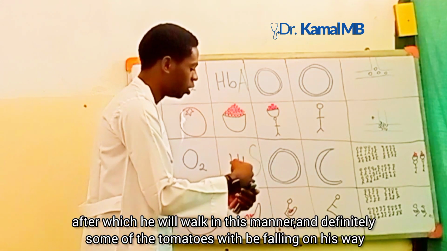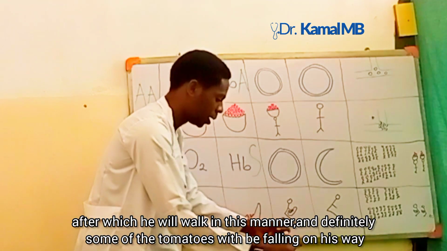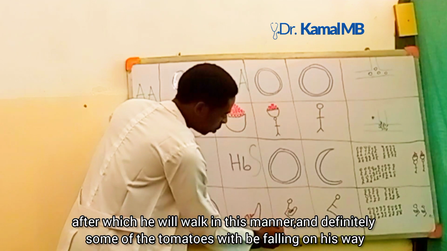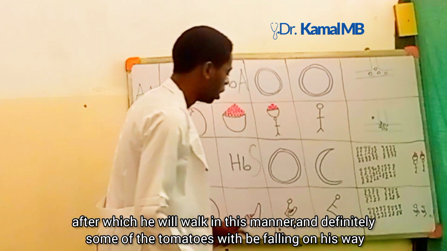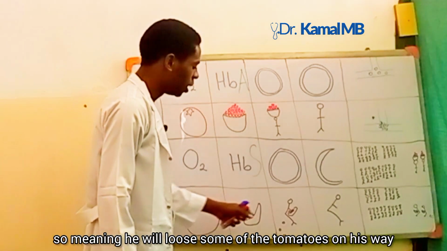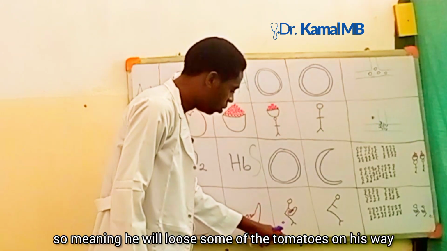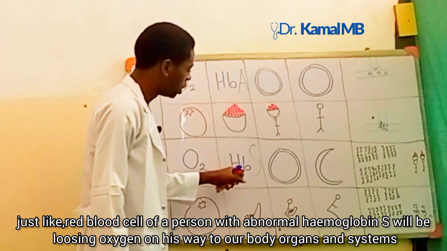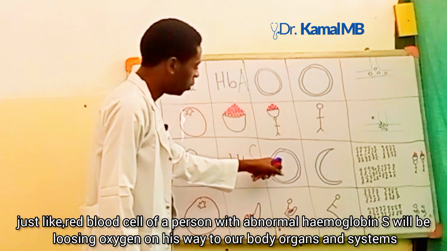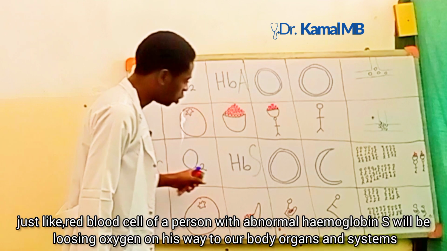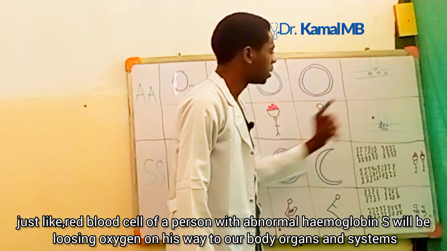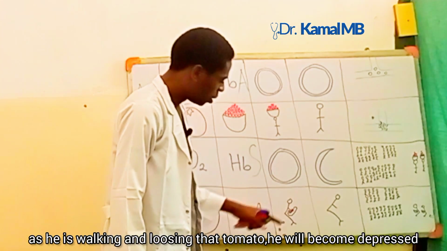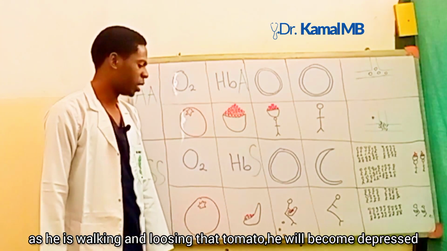So when the tomato is being poured and he is working like this, definitely some tomatoes will be falling on his way. Meaning, on his way, he will lose some amount of the tomato, just like the red blood cell for this person with hemoglobin S will be losing oxygen on its way to our body organs and systems. So as he is walking, he is losing that tomato, and he will become depressed.